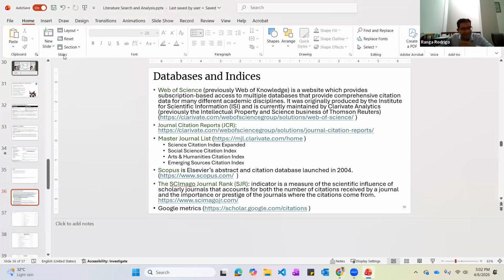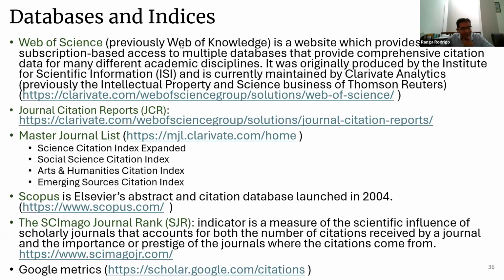Then this Web of Science is there. Previously Web of Knowledge, it is a website which provides subscription-based access to multiple databases that provide comprehensive citation data for many different academic disciplines. But Google Scholar is also there. Journal Citation Reports, Clarivate Journal Citation Reports from the Web of Science Group, and the Master Journal List. So you can go to them and see. I will go to Scimago and show you.